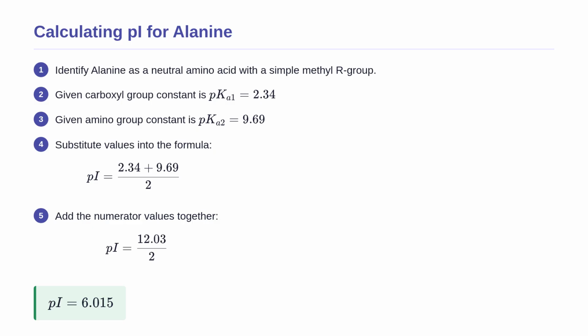This physically means that at a pH of exactly 6.015, alanine exists almost entirely as a neutral zwitterion.